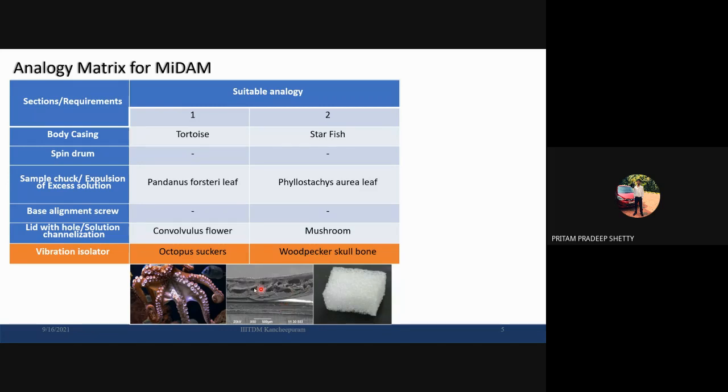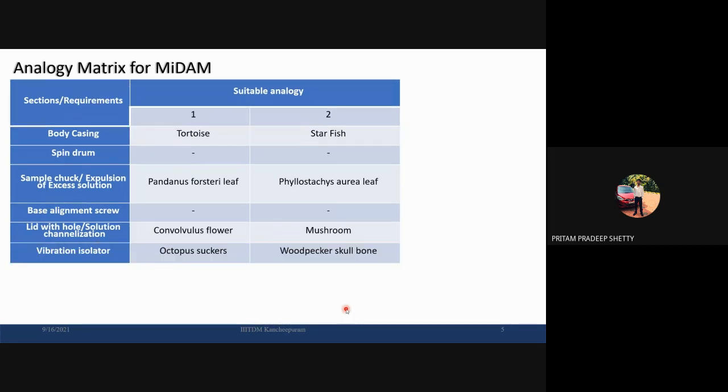We observed that its bone has a porous structure. So we resorted to a porous structure which is easily available: yellow sponge. We took it as a bio-inspiration from the woodpecker to reduce vibration, and it is a low-cost approach as well. This sponge is easily available. It is basically a packing material. So we charted out a suitable analogy for the sections and requirements.